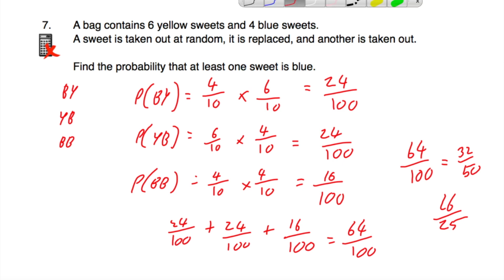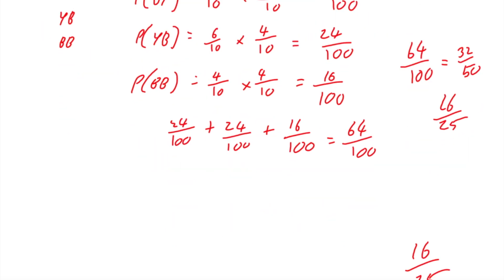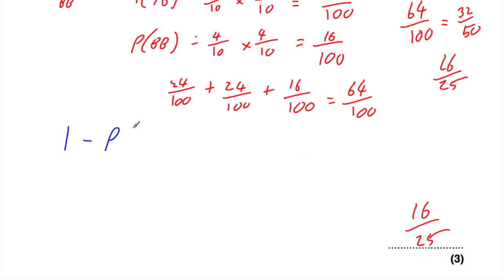So I'm going to just change colour of ink here to show us there's a different approach here. So we're going to do 1, subtract the probability of a yellow and a yellow. And if we do 1, take away the probability of a yellow and a yellow, all the other outcomes will have at least one blue sweet in it. So let's find the probability of a yellow and a yellow.